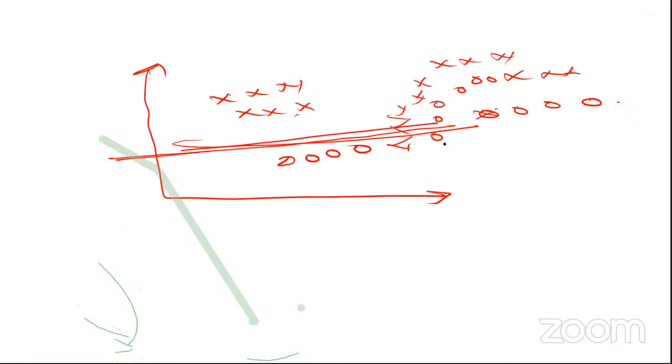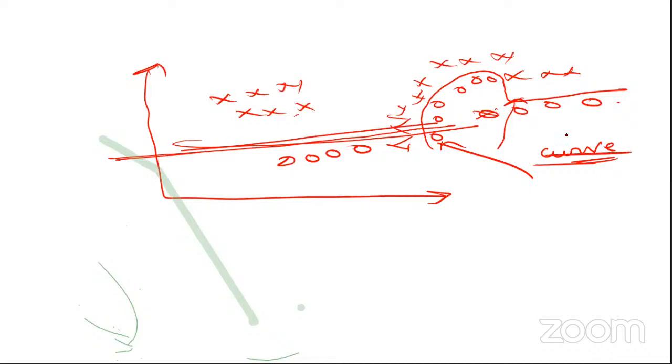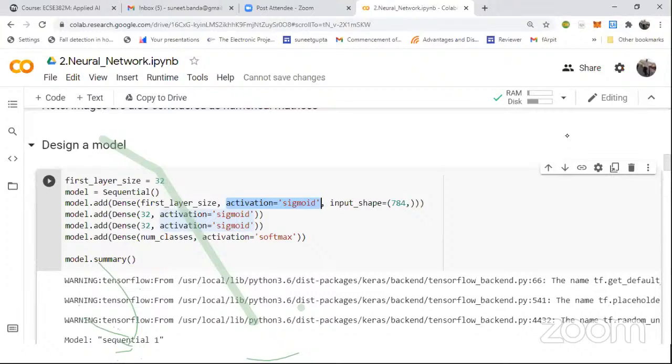So in this case, if you are able to find an equation of this curve, then you can properly separate the data points. Definitely, I think this is not a line, it's a curve. So if you want to provide non-linearity in your model, then you have to use the activation function.